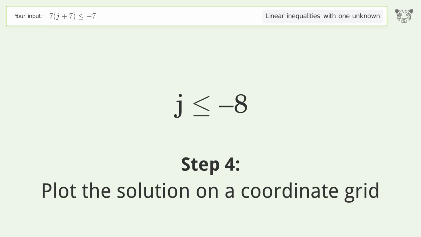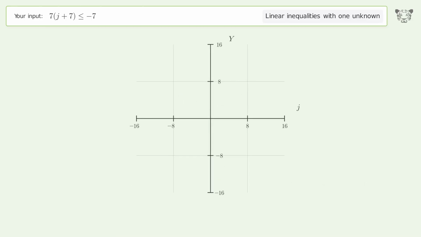Plot the solution on a coordinate grid. And so the final result is j equal or smaller than -8.